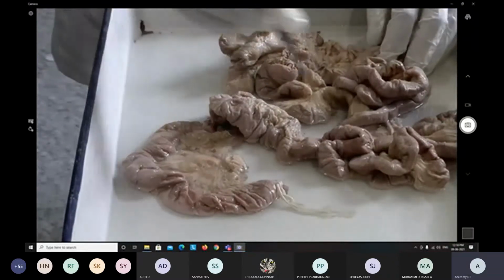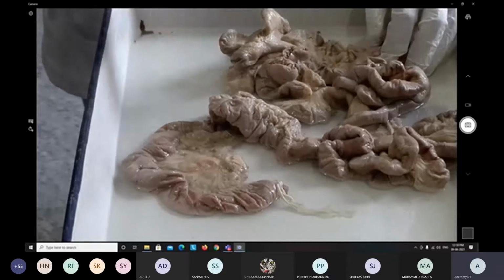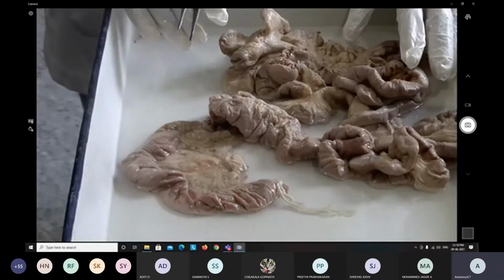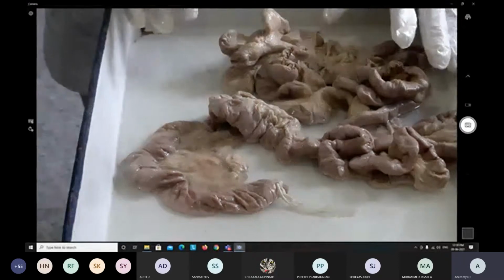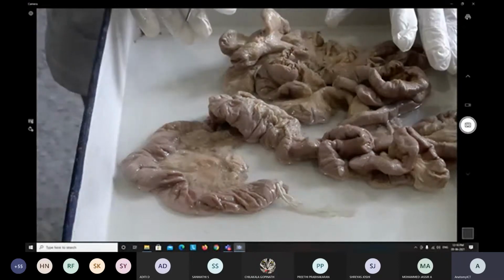It means approximately the overall length of the small intestine goes to about 6 meters. So 6 meters is the length of your small intestine.